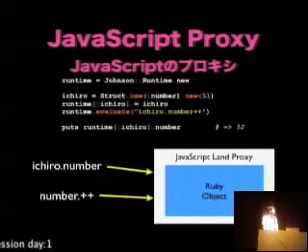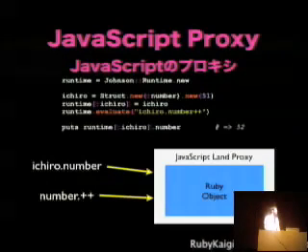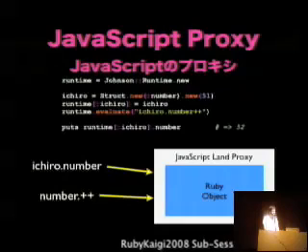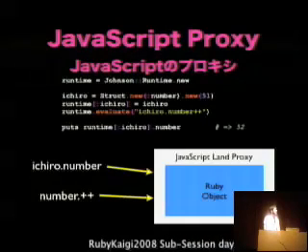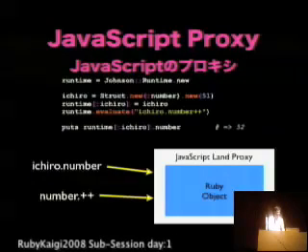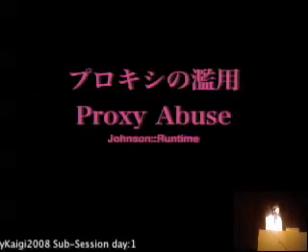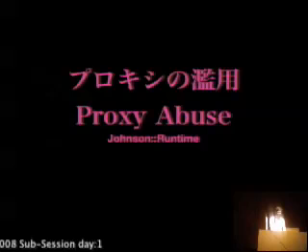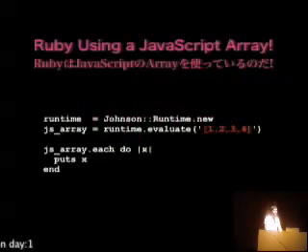Now we have the JavaScript proxy, which looks almost exactly the same as the Ruby proxy. The Johnson runtime can be treated as a hash, so you just assign your variable into the hash and it's available inside the JavaScript runtime. So everything is automatically proxied for you and it just works. Now let's take a look at some proxy abuse. The first thing I'd like to show you is pulling a JavaScript object into the Ruby runtime.